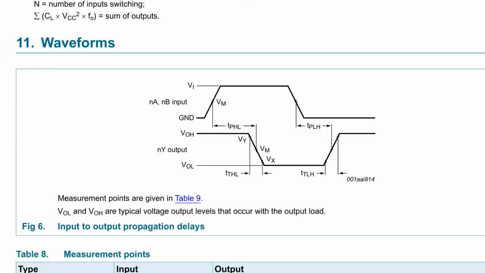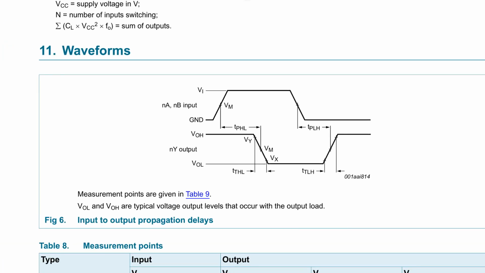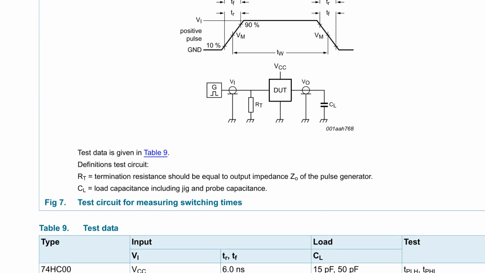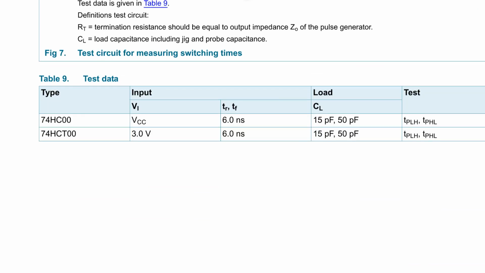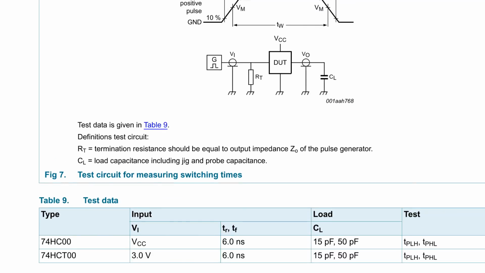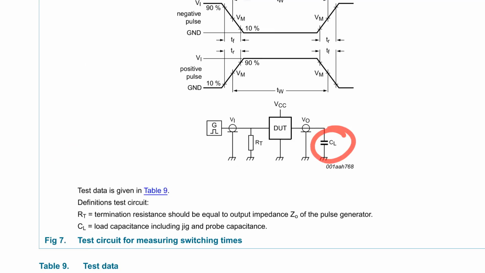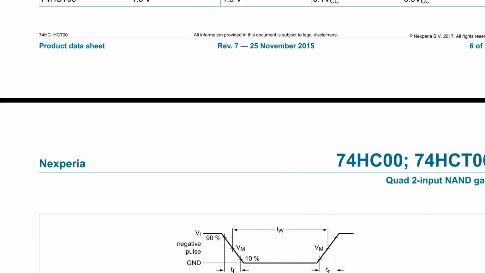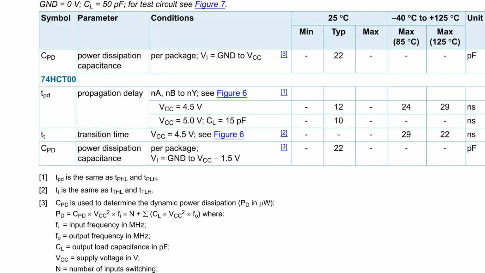See, we didn't get that nice little informative waveform, and you can go into more details on that. Oh, measurement points given in Table 9. Let's have a look at Table 9. Thank you very much. Look, it's all happening here. Table 9, input, once again. Aha, see, this one specifies a load capacitance. So when you look at your test circuit, you'll notice that it actually has a load capacitance on there when they measure these parameters, which they put in the data sheet up here.